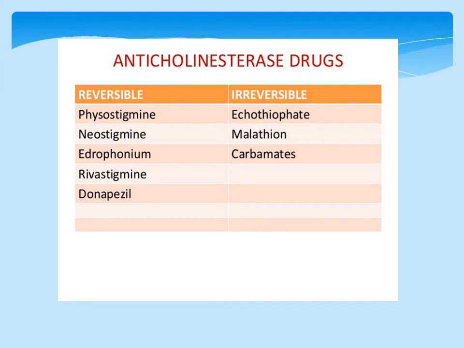Anticholinesterase drugs, that means acetylcholinesterase inhibitors, are responsible for inhibiting acetylcholinesterase. These are the enzymes which break down acetylcholine. Here the inhibitors act as antagonists of the enzyme. Anticholinesterase drugs are reversible and irreversible. In reversible, physostigmine, neostigmine, edrophonium, rivastigmine, and donepezil are there. In irreversible, ecothiopate, malathion, and carbamates. These are the drugs.